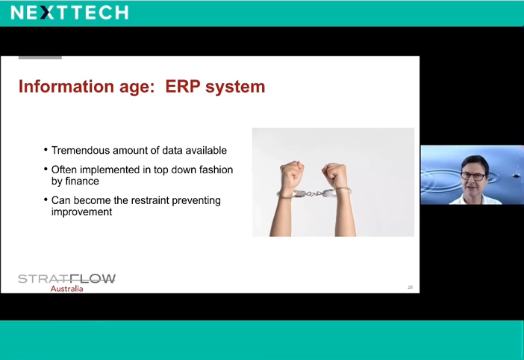The accountants then, through the ERP system, have in some cases effectively captured large operations. And that is why the supply chain and the profit does not improve. The way these systems are implemented and used can make or break an organization.